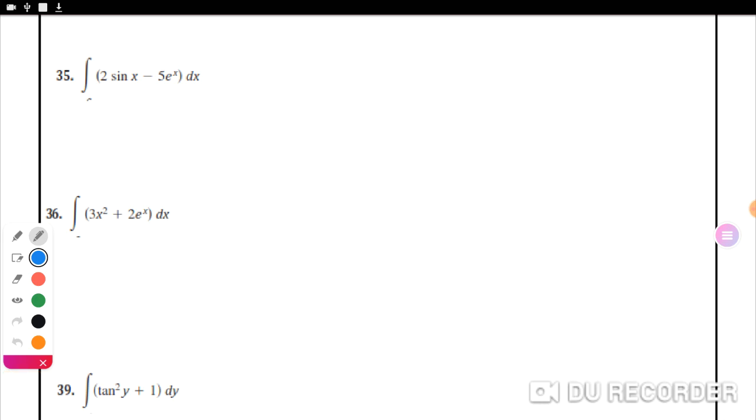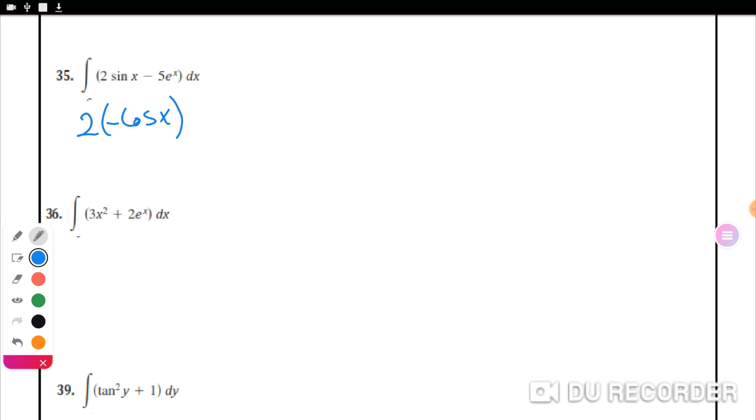It will be 2 sine x minus 5 e to power x. I think if you studied the rule well, you will find it's so easy. This one, 2 multiply, what is the integration of sine? It will be negative cosine x. Study the rule. Okay, that is the rule of integration.